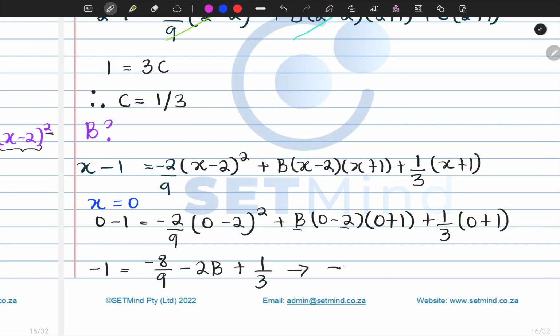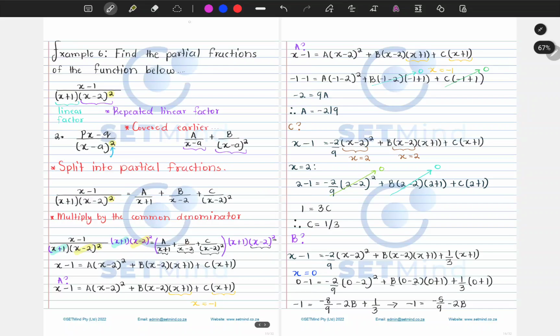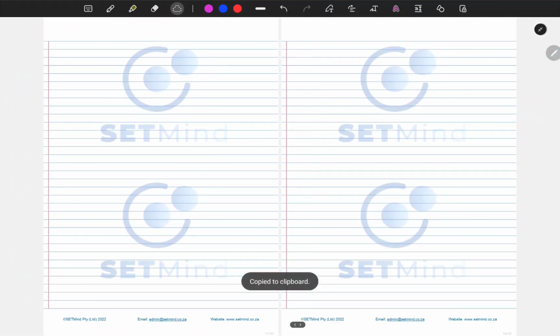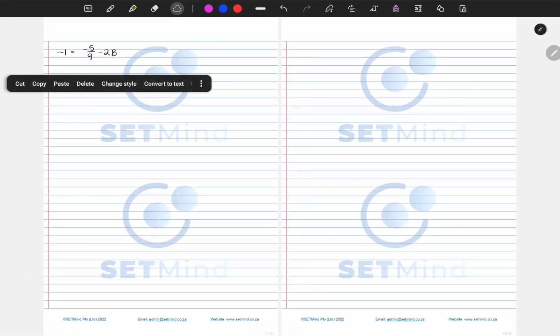This can be simplified to be negative 1 equals, combine the like terms here. So 1 over 3 plus 8 over 9. So that is the same as having 3 over 9 and then plus negative 8 over 9. So this will just be negative 5 over 9 minus 2b. So let's go to the next page and quickly solve for b. Then we can finalize our answer and conclude our problem.